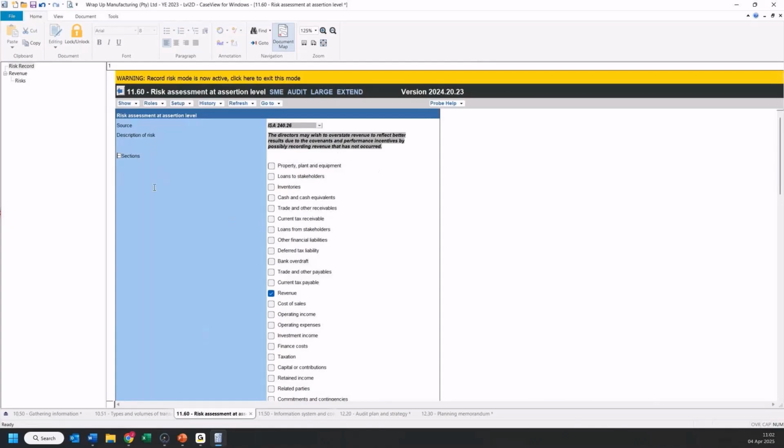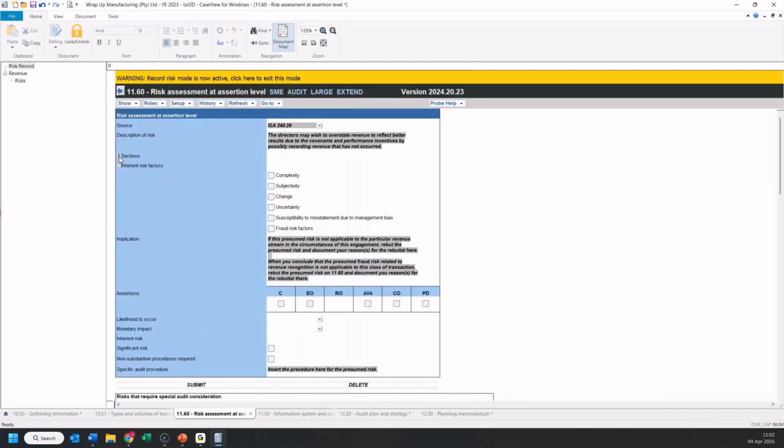I've got revenue. I'm going to minimize the sections part so that we can see everything of the risk dialog on one screen. It just makes it nicer. But now you know the sections are there. I've selected revenue. What are the inherent risk factors? Well, in this case, it is a fraud risk factor that I've identified. I'm going to pick fraud risk factor. And what you will notice is the moment I said this is a fraud risk factor, a significant risk is ticked. Fraud risk is always a significant risk. So if you tick fraud risk factors, you will always have significant risk ticked. And we'll see just now how we're going to respond to that.